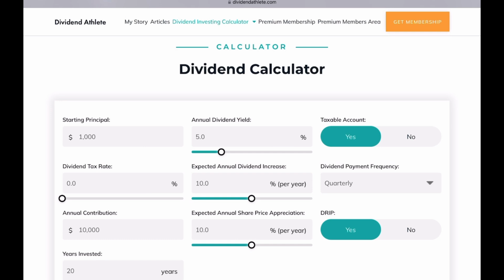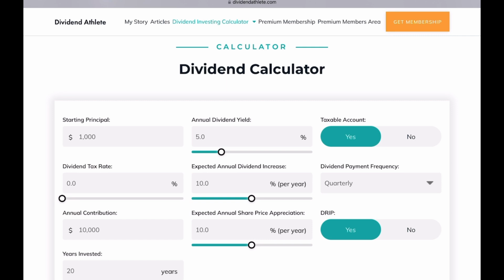Okay, so I also want to provide another resource because I think it's so important to understand how you can invest your money and see it grow in various different ways. I've discussed dividends before, but I also want to show you guys a free resource, which is this dividend calculator, and it can be found on dividendathlete.com, completely free.